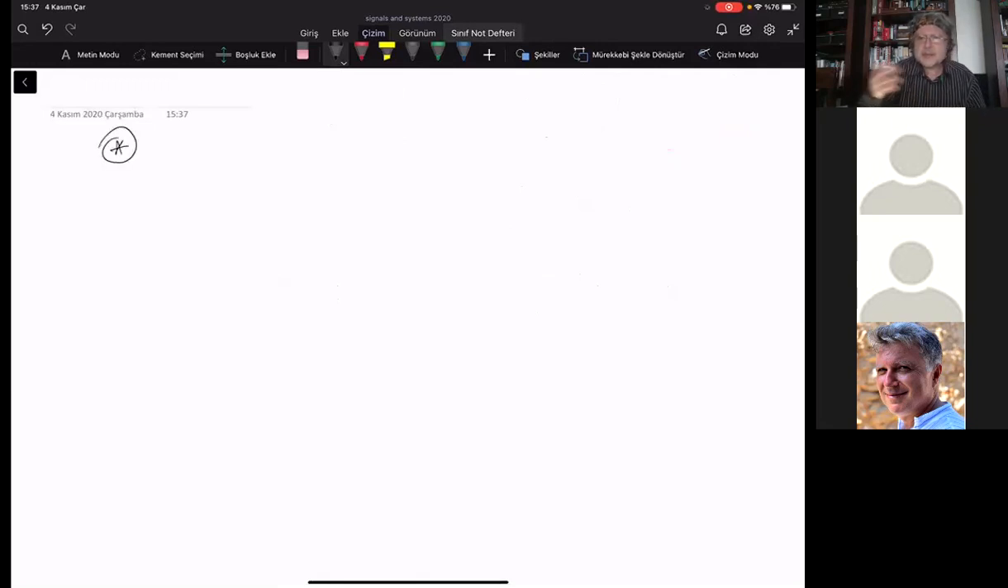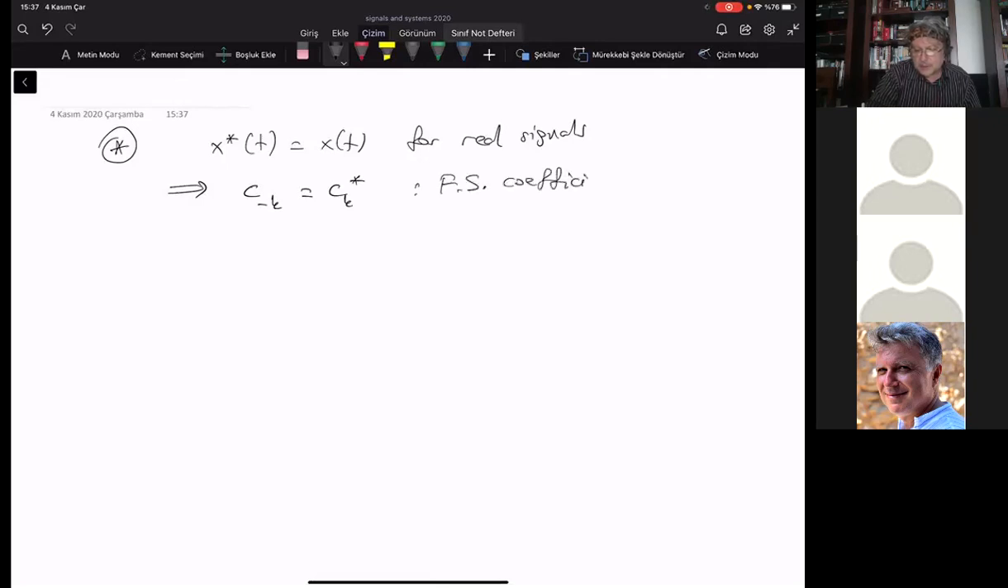By the way, you must already know this, or I told you already, but it is from the fact that x conjugate of t is equal to x of t for real signals, that you get c of minus k equal to ck conjugate, saying that the Fourier series coefficients are conjugate symmetric. I didn't do that derivation, but it's a very easy practice.